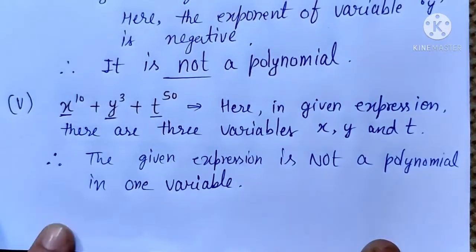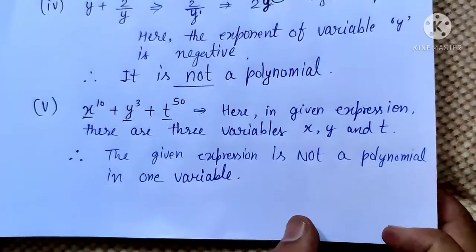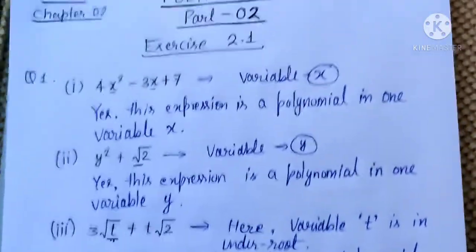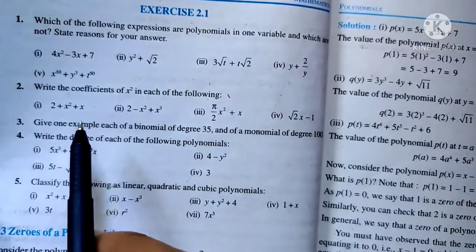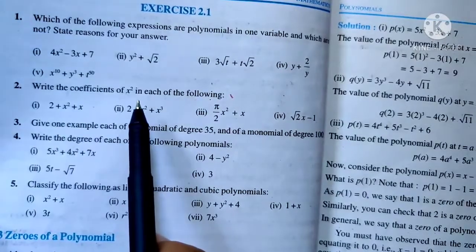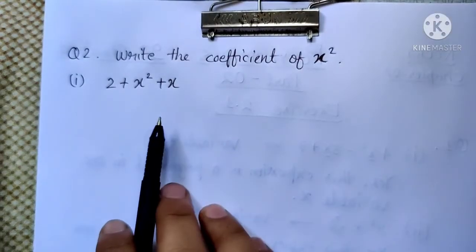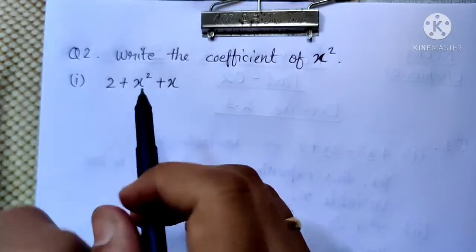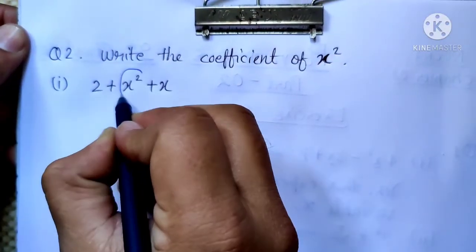This is our answer. So in this way we have solved all the parts of question number 1, question 2.1. Now we are moving towards question number 2, where they are saying write the coefficients of x square in each of the following. So we are doing the first part: 2 plus x square plus x, and here we have to find the coefficient of x square. This is our x square.